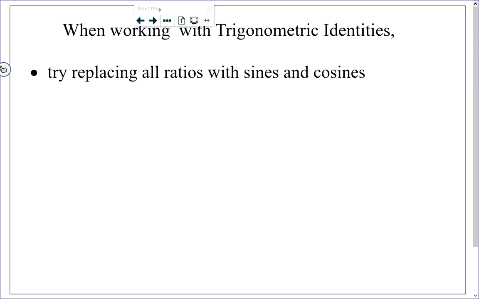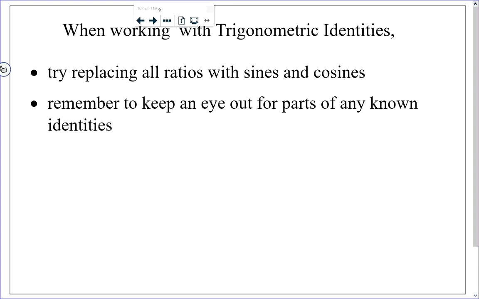So what exactly are you expected to do with any of those identities? Well, you're expected to be able to work with them and simplify expressions. And my list of strategies that I gave you earlier on in the year still holds true. If you want to simplify an expression, try changing everything to sines and cosines. Remember to keep an eye out for parts of any known identity. So if you're working on something and you see sine squared theta plus cos squared theta in your work, well, you know what that is. That's 1.